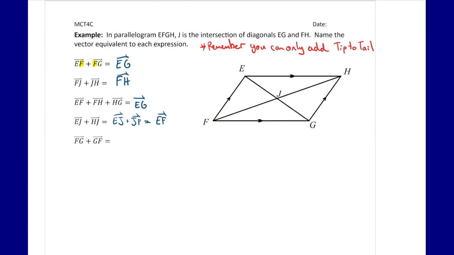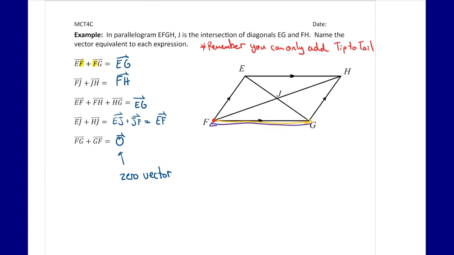And then the last one, FG plus GF, so then going back. I'll do that in two different colors just because it might be hard to see with the one. So FG and then GF. We start here and we end here. So what is the resultant? What's the result of that movement, you might say? Well, we haven't gone anywhere. So what we call it is a zero vector. So this is a zero vector.